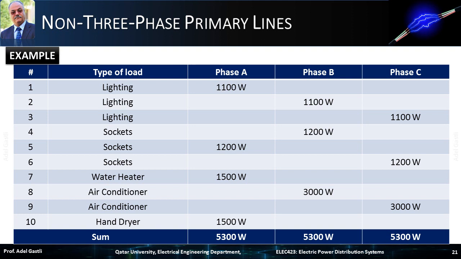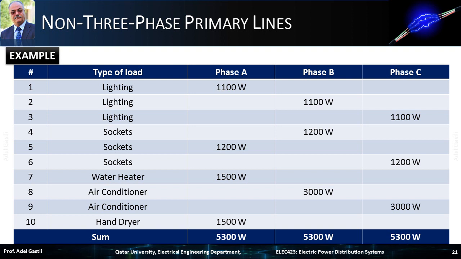Since the numbers of water heaters, air conditioners, and hand dryers are not a multiple of 3, we need to balance their power as much as possible and split them equally on the three phases. In this case, since the water heater and hand dryer have the same cumulative power as one air conditioner, we can have them connected to phase A while the two other air conditioners are connected to phases B and C.